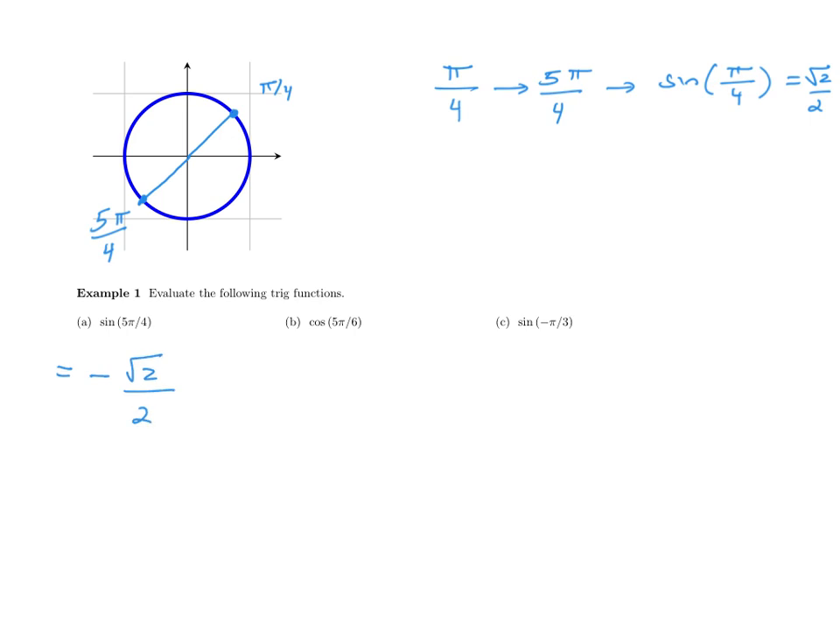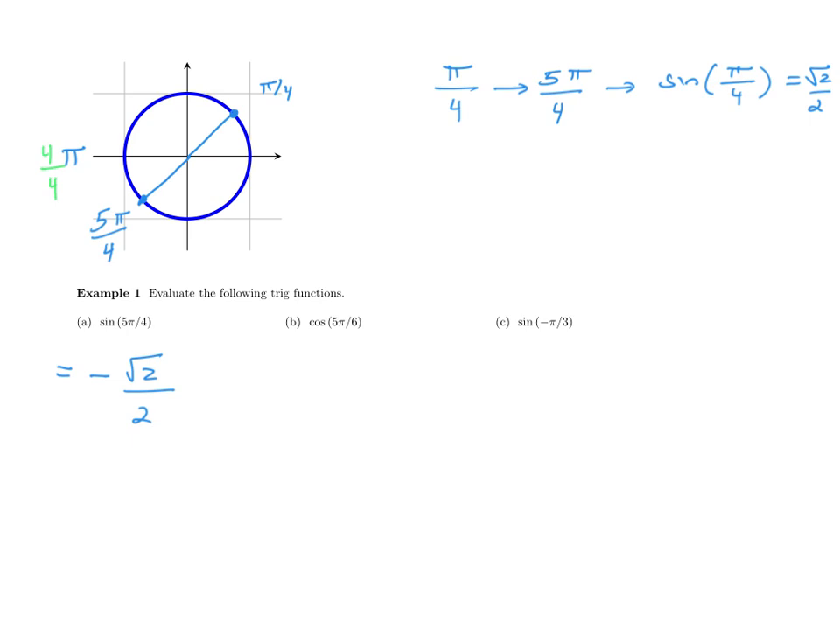A quick trick here: if you're looking for 5 pi over 4, if you can remember the location of pi, you can think of pi as the same thing as 4 pi over 4, because now you can simply add one more pi over 4 to go from 4 to 5. It's a way that can help you get to the location that you're looking for just a little bit faster. Let's try using that idea here. What is cosine of 5 pi over 6?